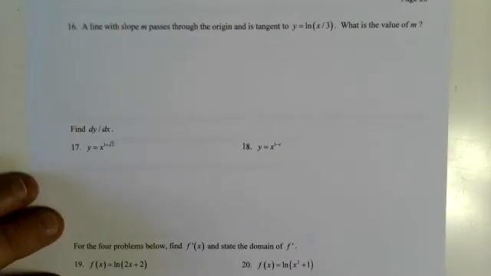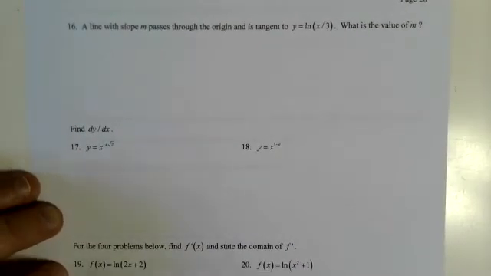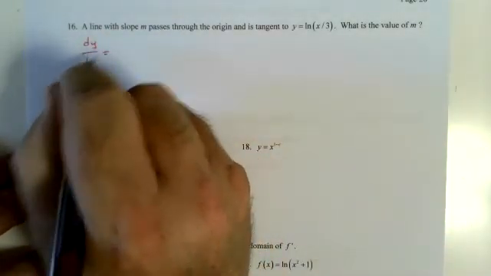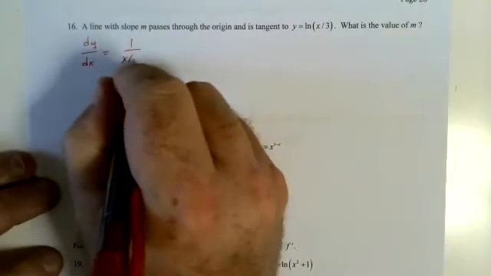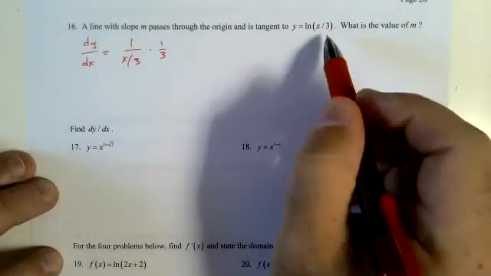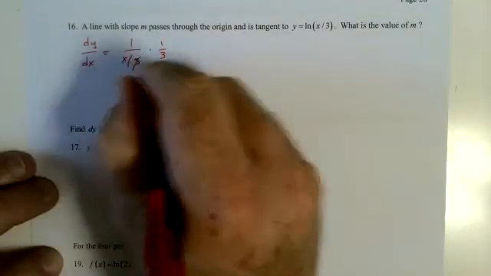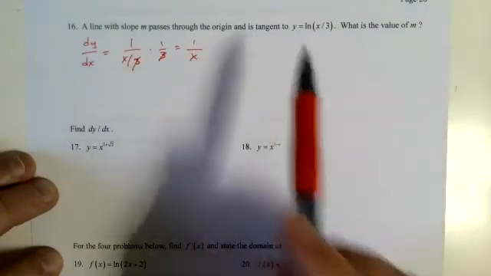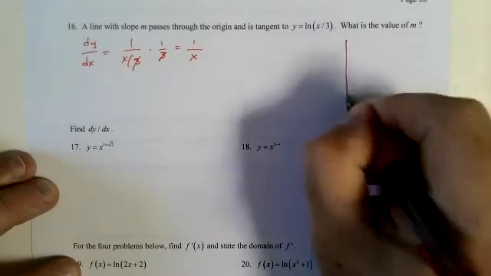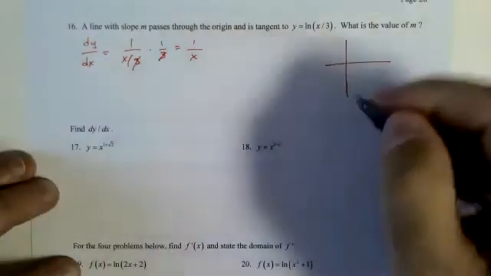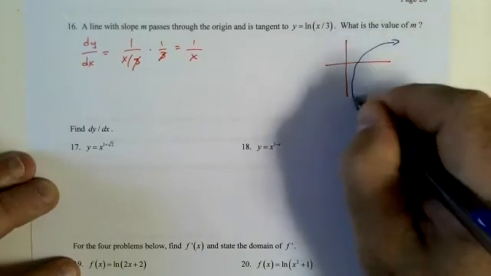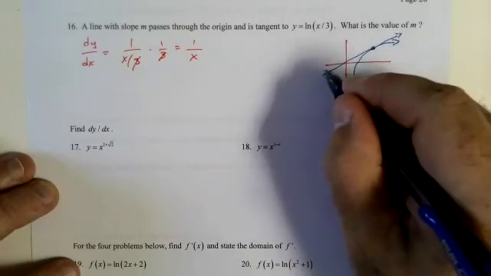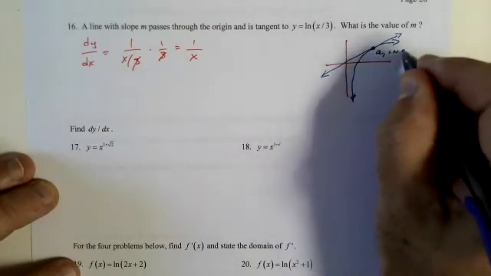A line with slope m passes through the origin and is tangent. What's the value of m? dy/dx of ln of x over 3 times 1/3, yes, equals 1 over x. Passes through the origin, tangent to the line y equals ln of x over 3. Now I don't know exactly what that's going to look like. It's going to be something like this. And it goes through the origin and hits somewhere. I believe this is going to be a comma ln of a.